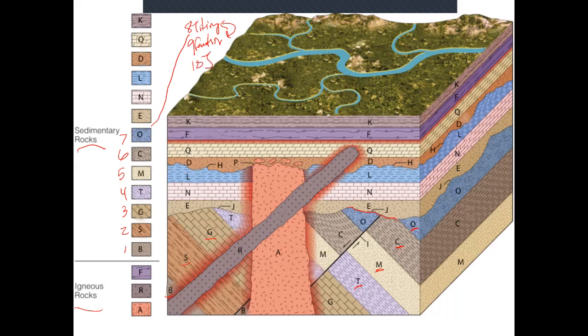So 10 is J. That's uplift and erosion. Makes sense, because whenever rocks are tilted, that usually means they're pushed up, right? And so there's usually uplift and erosion. Could that erosion have started before the tilting? No, it usually starts after the tilting. After it's tilted, then it begins to erode. Then next we have E. So E is the more sedimentary rocks, the sediments being deposited. And then N, and then L.